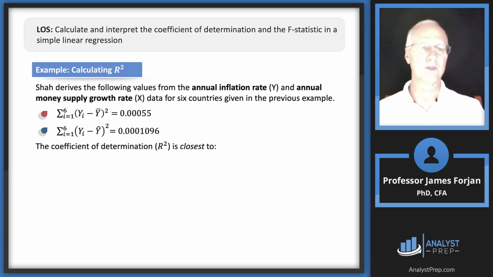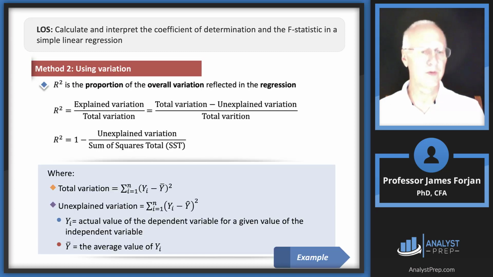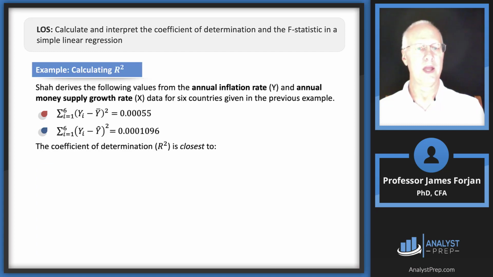So of course, let's go ahead and come up with an example here. We have inflation rates and annual money supply growth rates for 6 different countries, which we had before. And so we come up with 2 different estimates there, right? Let's just go back here. So we're doing total variation and unexplained variation, and we're given those as 55 and 1096.